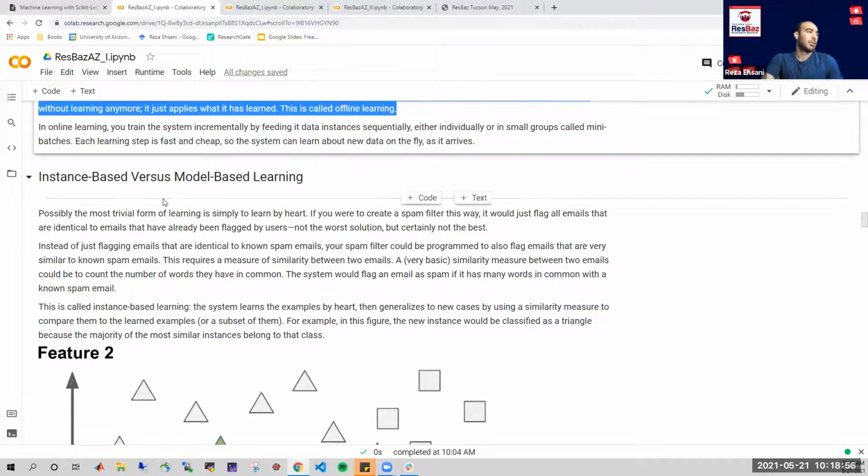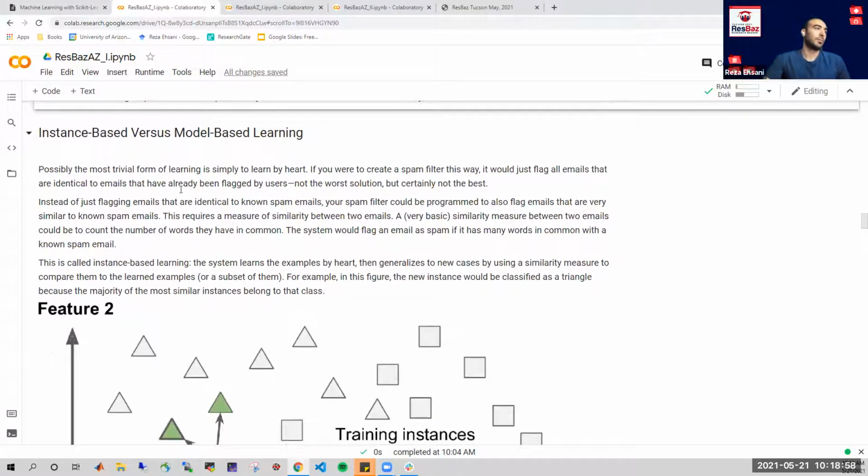And finally, instance-based versus model-based. Possibly the most trivial form of learning is simply to learn by heart, to memorize the examples. If we created a spam filter this way, it would just flag all emails that are identical to emails that have already been flagged by the user. This is not the worst solution, but probably not the best.